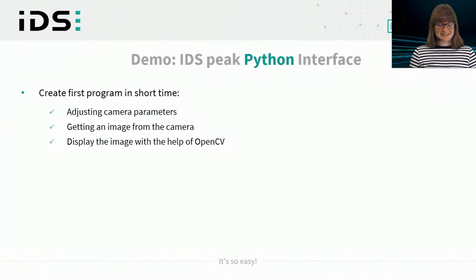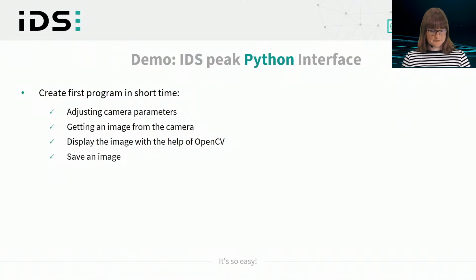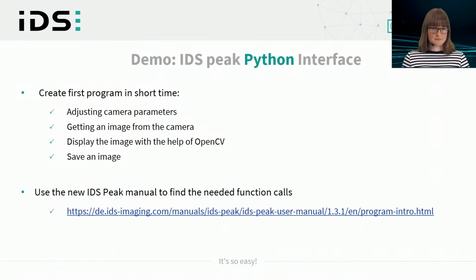And also display it. In this case, we want to use OpenCV. Of course, there are many more ways to display images, but for Python, it's a very convenient way to display images. And last but not least, save the image to the disk. When starting with programming, it is very useful to use the IDS-Peak manual, because in this manual, all the functions are described, and there are also code snippets for every function you can use.